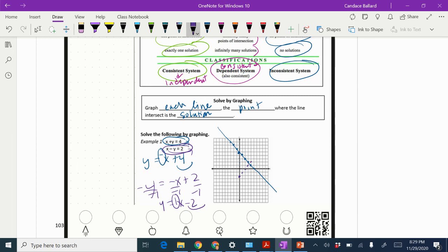Oh, I counted up too many on this other line. So let me redo the blue line. We had to be up 4, 1, 2, 3, 4. And then we were down 1 over 1. And do you see where they just crossed right there? So this point right here is the solution, and I could read that point off the graph. That point is out 3, up 1.